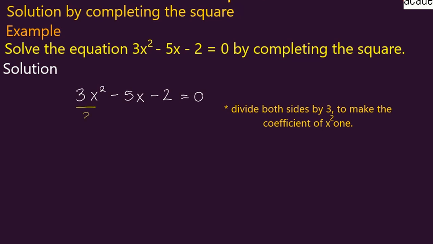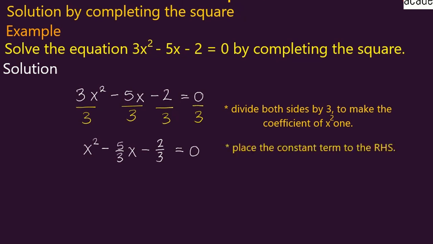So that's what I'm going to do next. And then we'll get our equation as x squared minus 5/3 x minus 2/3 equal to 0. After having done that, we continue with our completing the square just as we were doing in the previous workings. So the next task is to place the constant term on the right hand side, if you can recall. So it becomes positive 2/3. That means we'll be left with x squared minus 5/3 x being equal to positive 2/3.